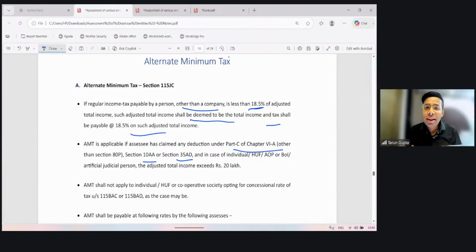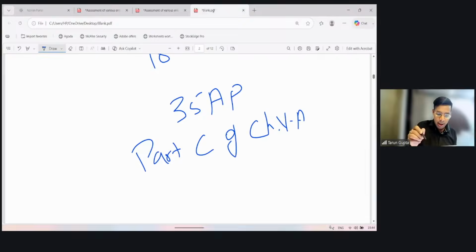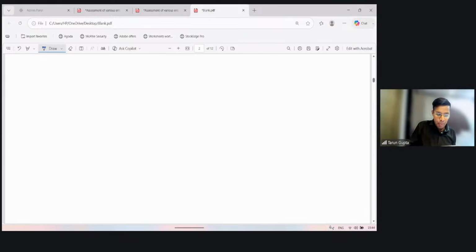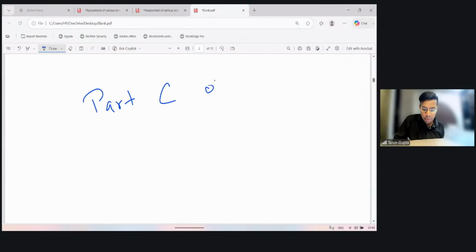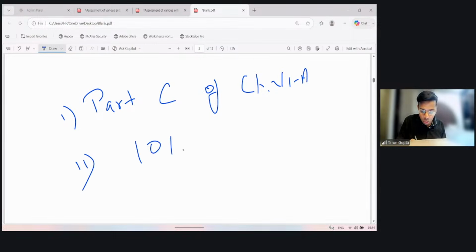But AMT is applicable only if the assessee has claimed what? Either any Part C deduction of Chapter VIA, except the deduction under Section 80P available to cooperative societies, or a deduction under Section 10AA on account of SEZ, or Section 35AD.